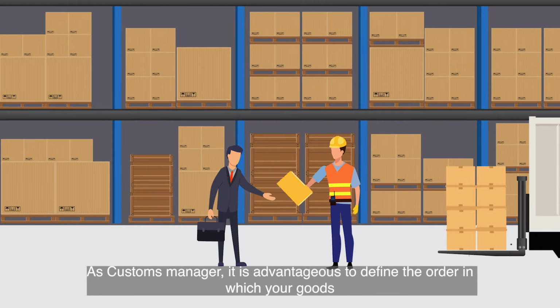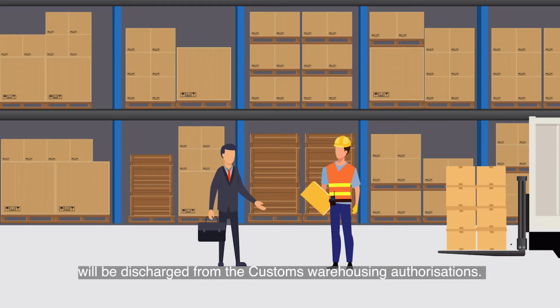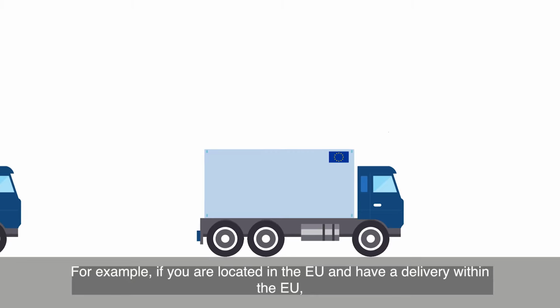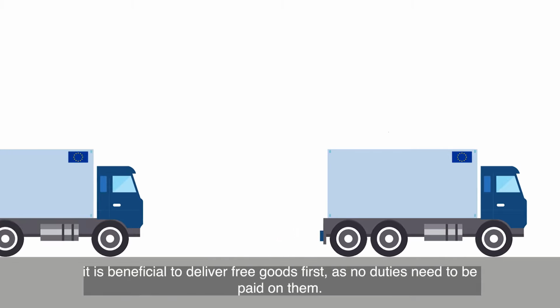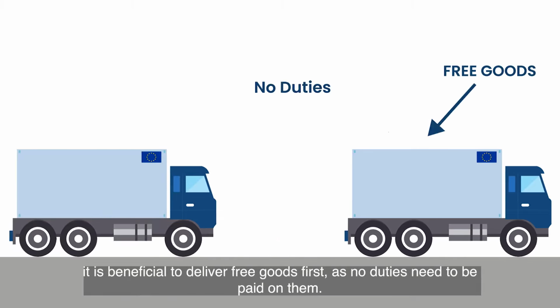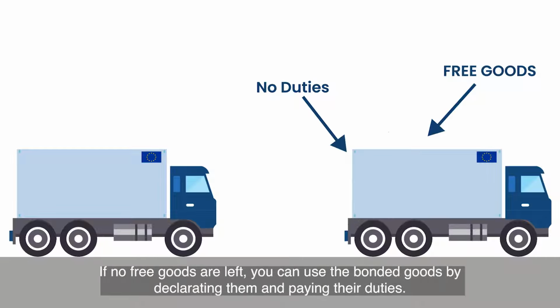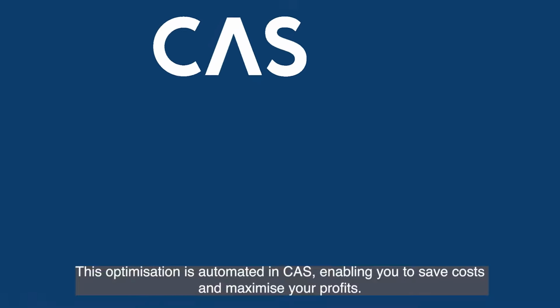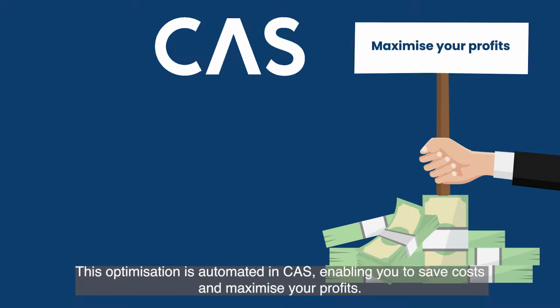As customs manager, it is advantageous to define the order in which your goods will be discharged from the customs warehousing authorizations. This will help you optimize your customs and commercial position. For example, if you are located in the EU and have a delivery within the EU, it is beneficial to deliver free goods first, as no duties need to be paid on them. If no free goods are left, you can use the bonded goods by declaring them and paying their duties. This optimization is automated in CAS, enabling you to save costs and maximize your profits.